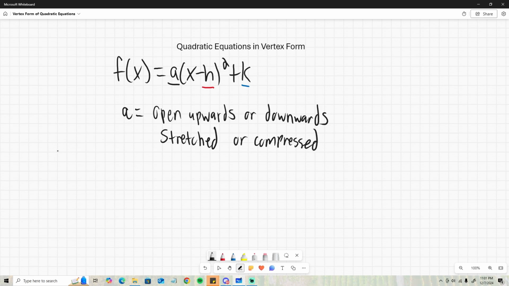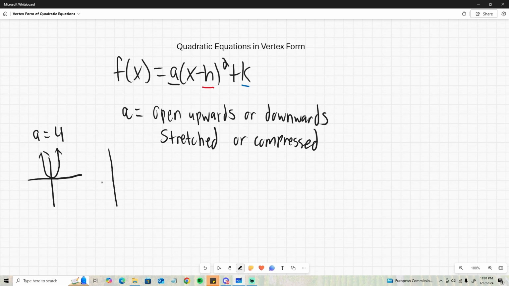For an equation that has maybe an a value of 4, your graph might end up looking like this, where you have a very steep parabola. Whereas in contrast, if I have an a value of 1/3, my parabola is going to be a lot wider, a lot more spread out. I believe it's compressed. The words are a bit counterintuitive.